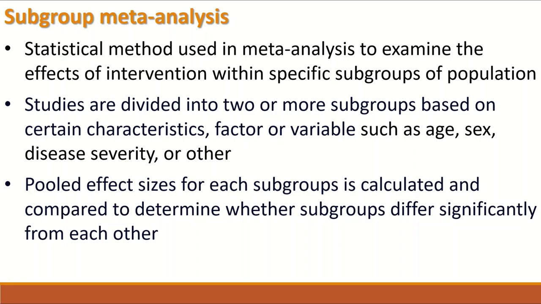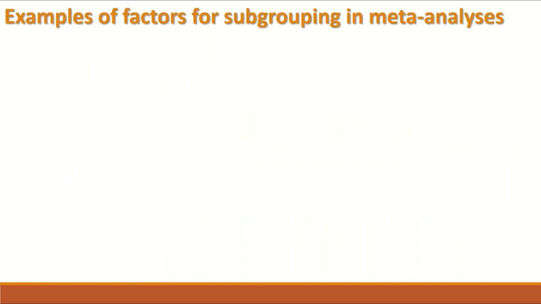So the objective is to section the studies into two groups or more and then perform meta-analysis for each group, then calculate a pooled overall estimate of the effect size for the groups, and then compare them to see if there is a difference and whether the difference is significant. Examples of factors for subgrouping in meta-analysis.